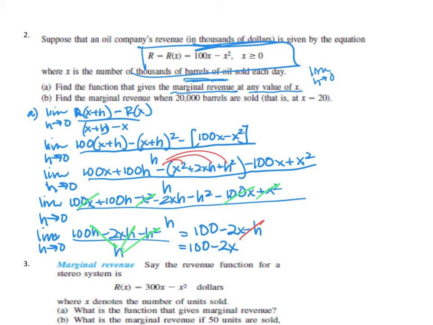Now for letter B, it says, what is the marginal revenue when we have 20,000 barrels being sold? Now, if we have this in terms of the thousands of dollars, our x in this case is going to be 20. So we would write this down, the marginal, oh, hold it. That didn't work out very well. Let's try this again.